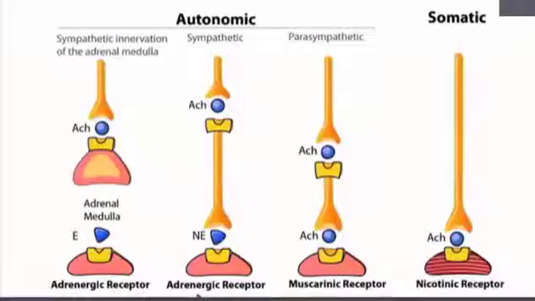So you can see that all postganglionic sympathetic transmission is adrenergic. The postganglionic sympathetics secrete norepinephrine and act on adrenergic receptors. The adrenal gland releases epinephrine in response to preganglionic stimulation. And remember that the adrenal medulla is basically just a big sympathetic ganglion.